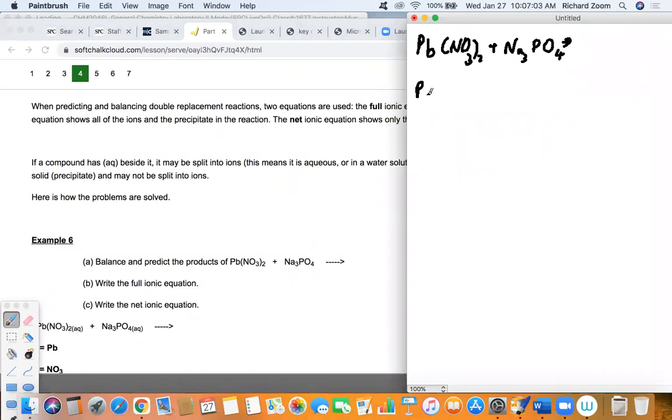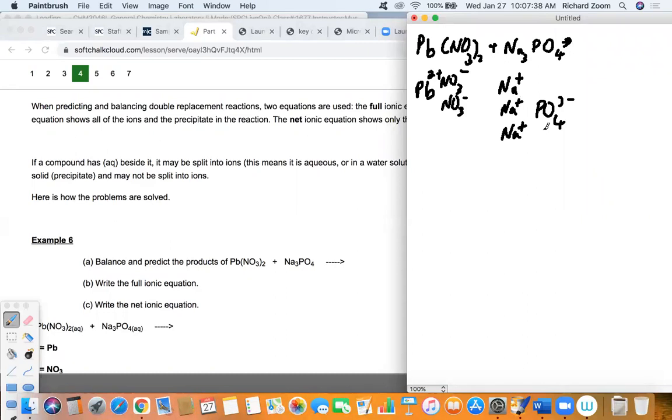So the first thing we do is we draw pictures of what we're dealing with. So PbNO3 will have two NO3s which have a -1 charge, and that makes the Pb 2 plus. And then we have three Nas and the PO4. PO4 will be -3 and the Nas will be 1 plus.